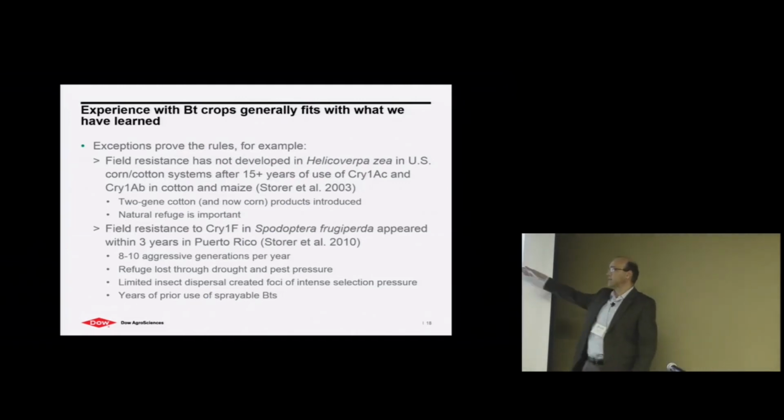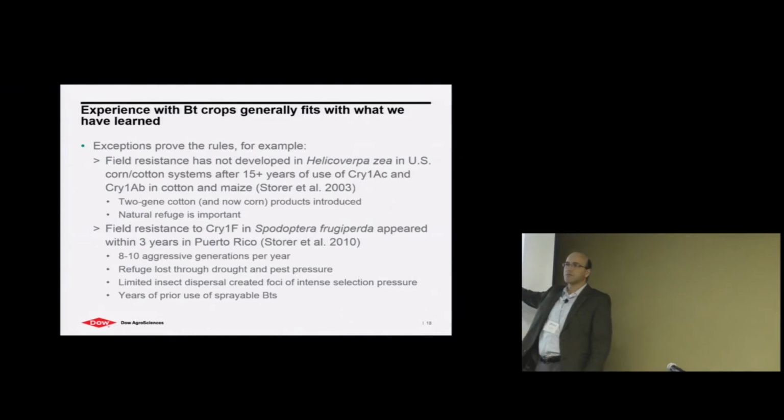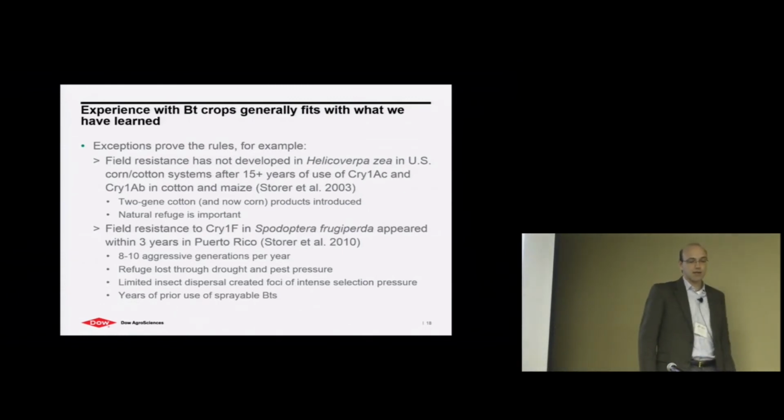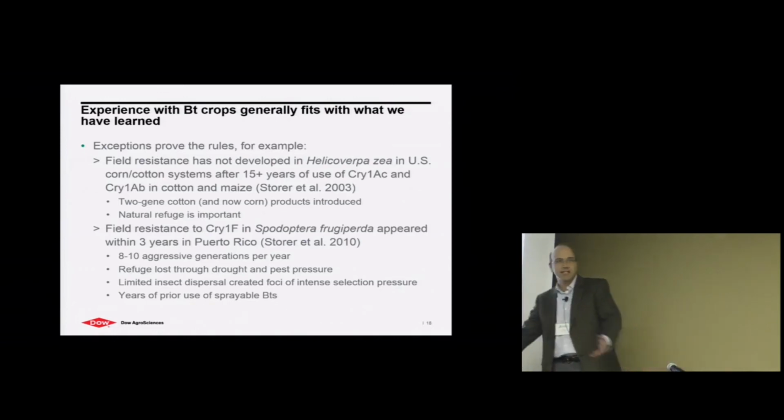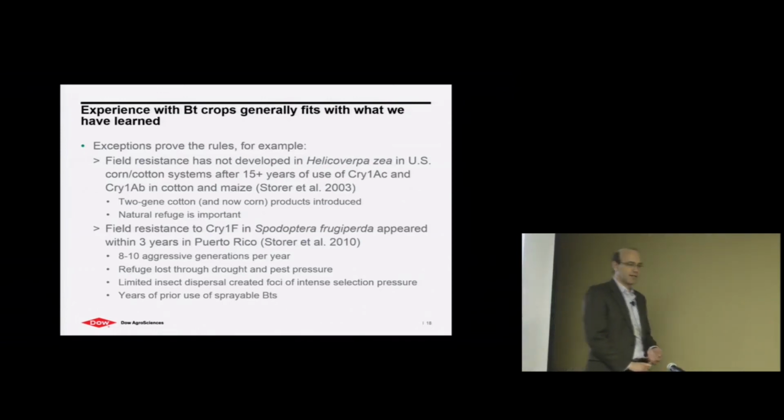And why not? Because we replaced those single gene products with 2 gene pyramids, and we've recognized now that natural refuge is more important than any structured refuge that the farmers were told to put out there. The same with Spodoptera in Puerto Rico, resistance to Cry1F. Oh my God, it evolved in 3 years. That's exactly what Fred Gould said back in 1986 would happen with these products.